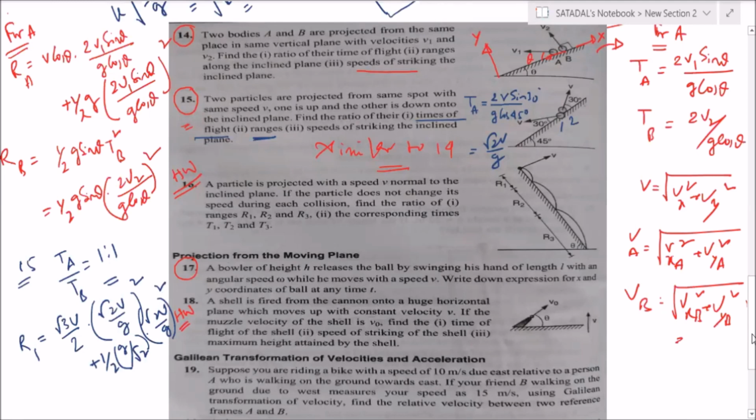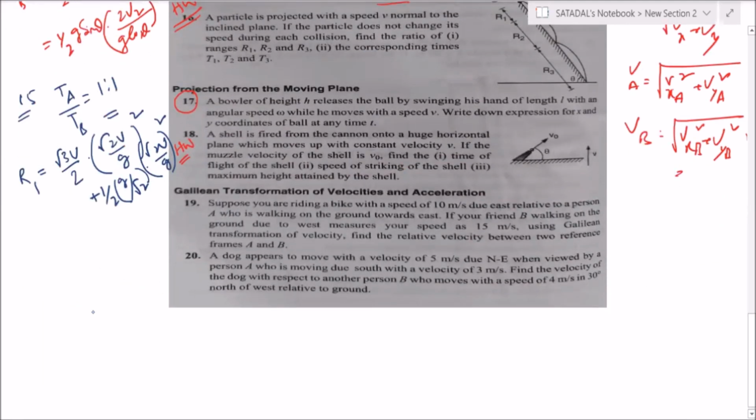Simplify this and tell me how much it is coming. Shrutik, is this okay? Yes, sir. Yes. Just simplify this. How much is it coming? Tell me.